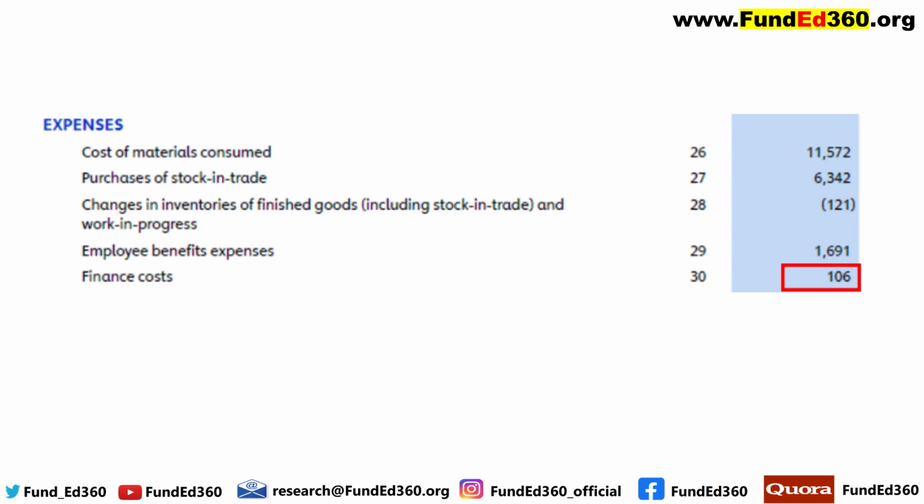In the P&L statement itself, the finance cost will be given. So what does it mean? An interest coverage ratio of 81.72 means that the company generates 81.72 times revenue for every single rupee of debt interest payment.